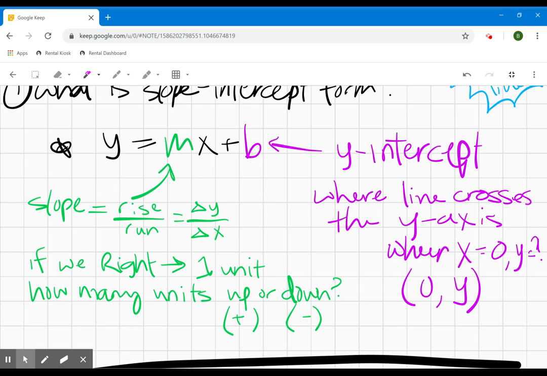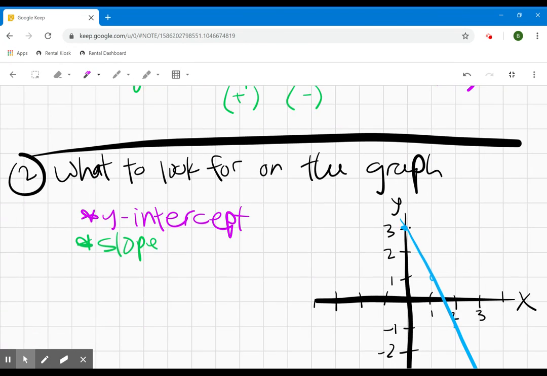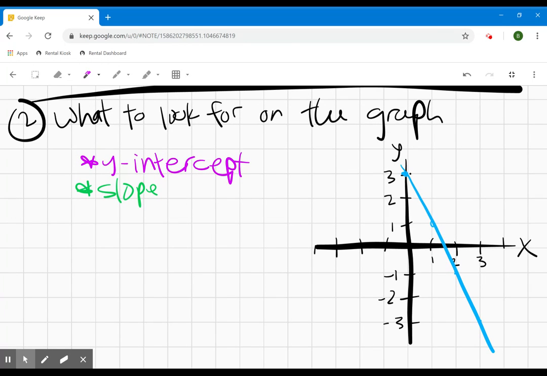Okay, so your final equation will be in this form, but instead of having the m and the b, you'll have numbers that represent the slope and the y-intercept. Okay, so that's what slope-intercept form looks like. So how to write the equation given a graph. So let's say we have this graph, this lovely graph I drew on the right. What do we look for in the graph to write our equation? Basically the two things we just went over, the y-intercept and the slope.